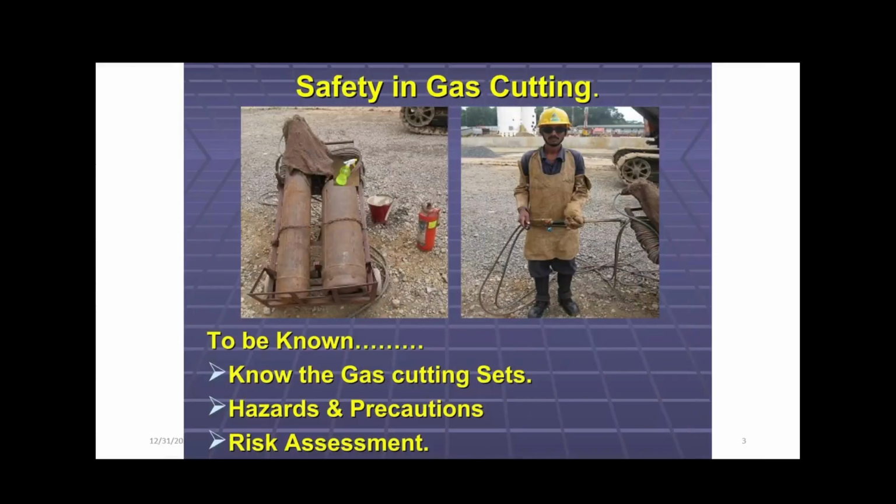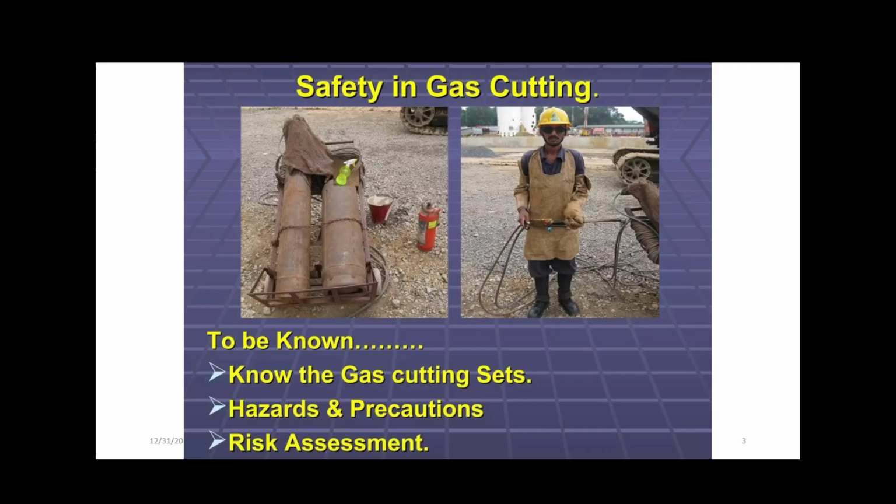Okay, so today we'll be looking at safety in gas cutting, which is very important. A little mistake in this area can always cost the life of a worker. So what are those things that you are expected to know about gas cutting? And that is what we are going to discuss. Right about now, we dive in.